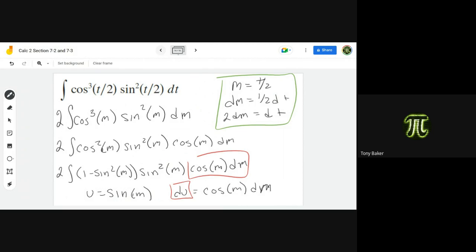So that's why, when you're looking at things, look at what annoys you and see if you can figure out some way to get rid of it. Looking at that problem, I knew the t over 2 was going to cause trouble, so figure out a way to get rid of it.